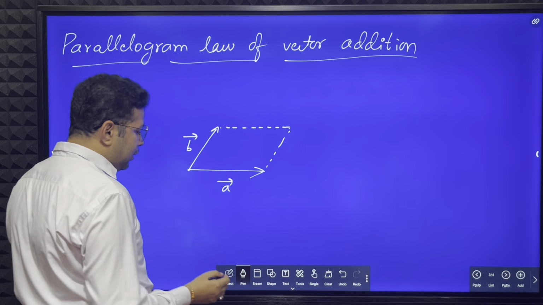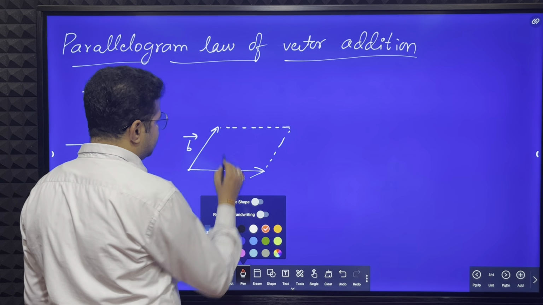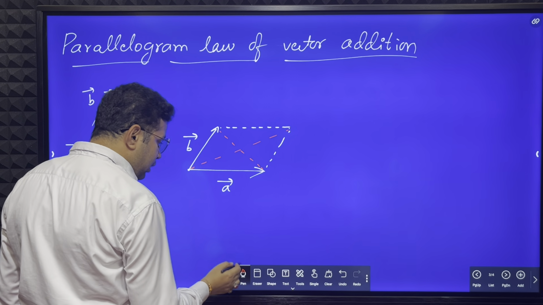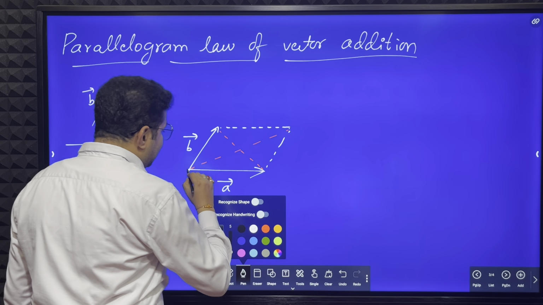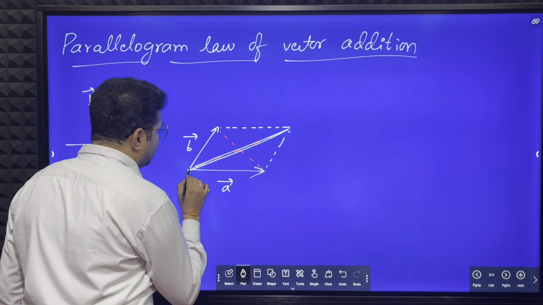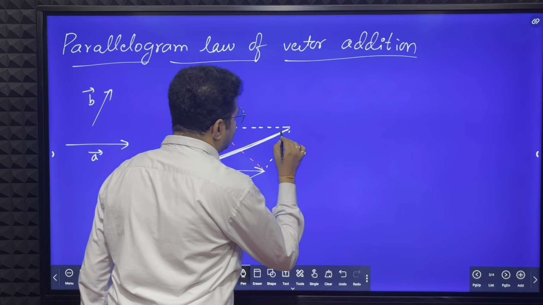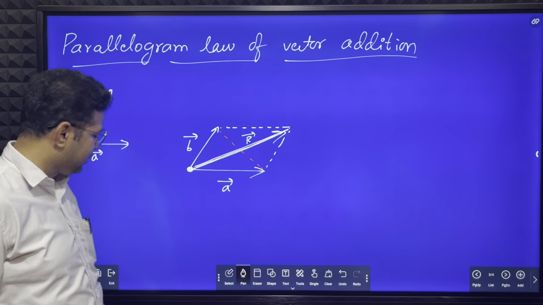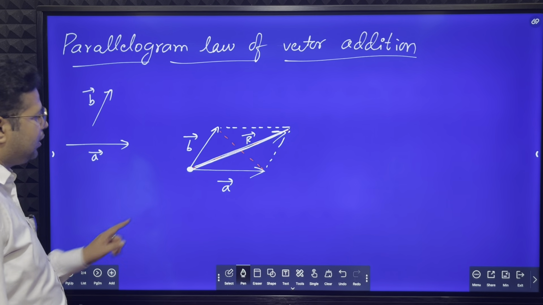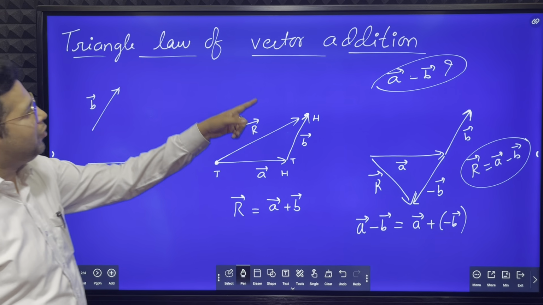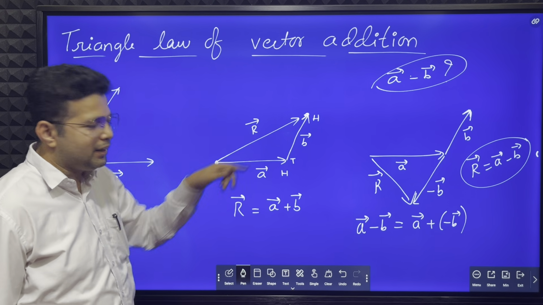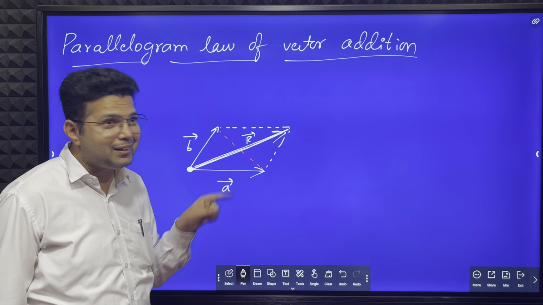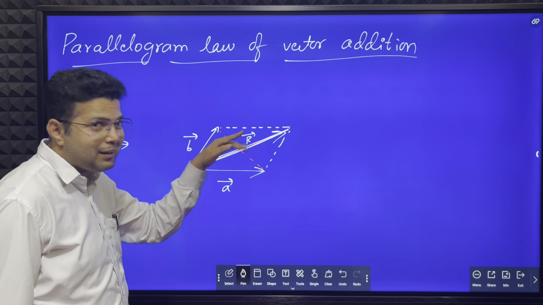Now this parallelogram has got two diagonals. Correct? One is this and the other is this. According to parallelogram law of vector addition, the diagonal of the parallelogram starting from the common initial point will give you the resultant. So this is the resultant vector. Now if you observe, when we used triangle law of vector addition, this was the resultant. Here also the resultant is the same, with same length and same direction. Correct?